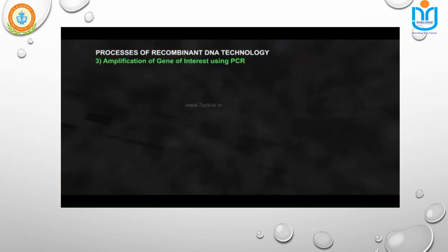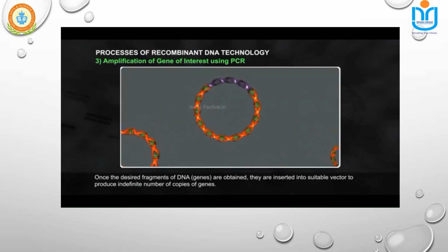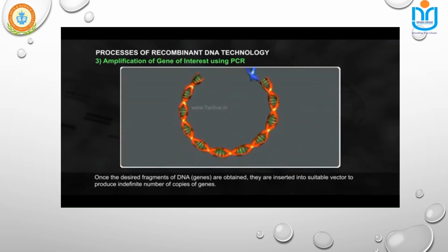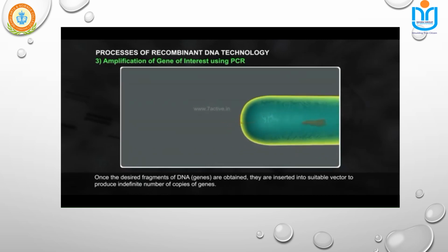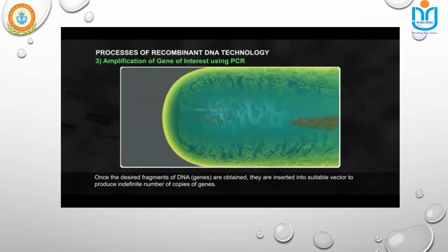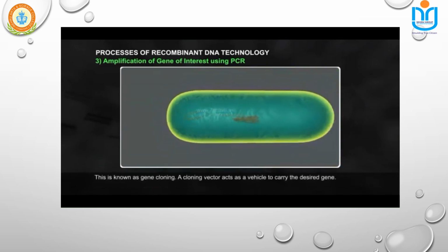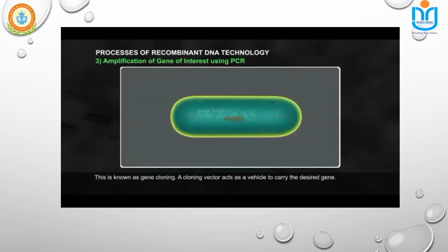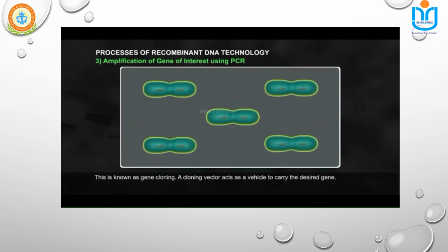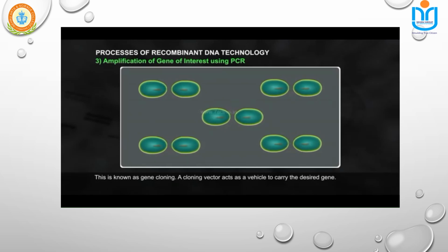3. Amplification of gene of interest using PCR. Once the desired fragments of DNA genes are obtained, they are inserted into a suitable vector to produce an indefinite number of copies of genes. This is known as gene cloning. A cloning vector acts as a vehicle to carry the desired gene.